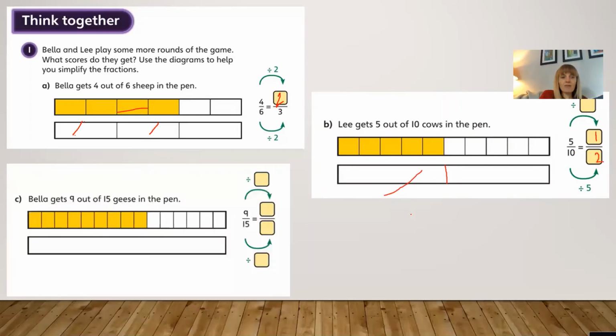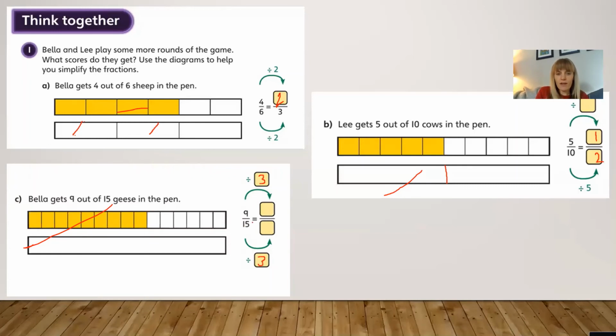Okay, now 9 out of 15 geese in the pen. Now this hasn't done anything for you on this one. You've got to think carefully. 9 and 15, which times table are they both in? Let's think. Are they both in the 2s? No. Are they both in the 3s? 3, 6, 9, 12, 15, 18, 21. Oh, they are, aren't they? Both in the 3 times table. So that means I can divide, oh sorry for the big line there, I can divide them both by 3.